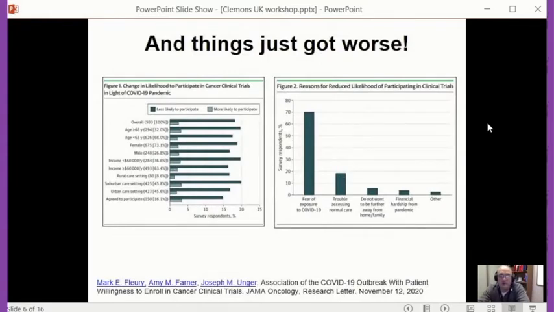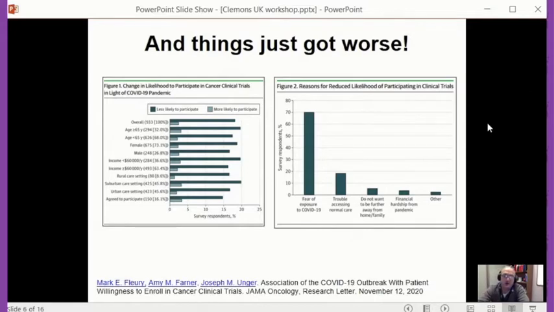COVID is affecting all of us across the world, and this paper came out in JAMA last week. And essentially what it's saying is patients since the arrival of COVID, irrespective of their age, sex, income, are less and less interested in being enrolled in clinical trials at the moment.